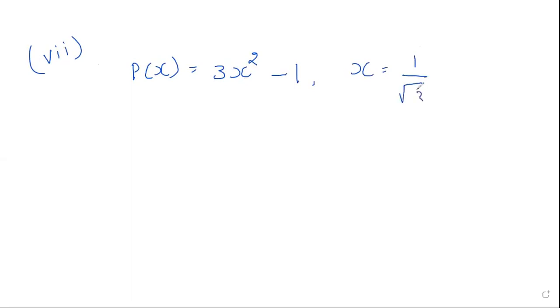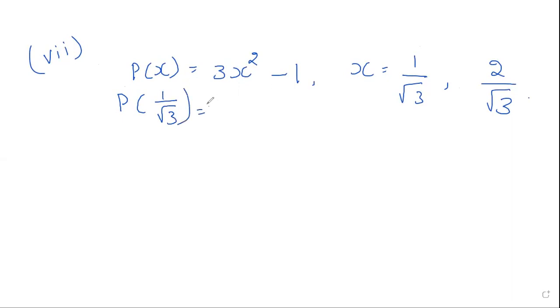Next one. P of x is equal to 3x square minus 1, where x is equal to 1 by root 3 and 2 by root 3. So they have given square roots. You have to substitute the value in place of x. Let us see the first one, P of 1 by root 3.